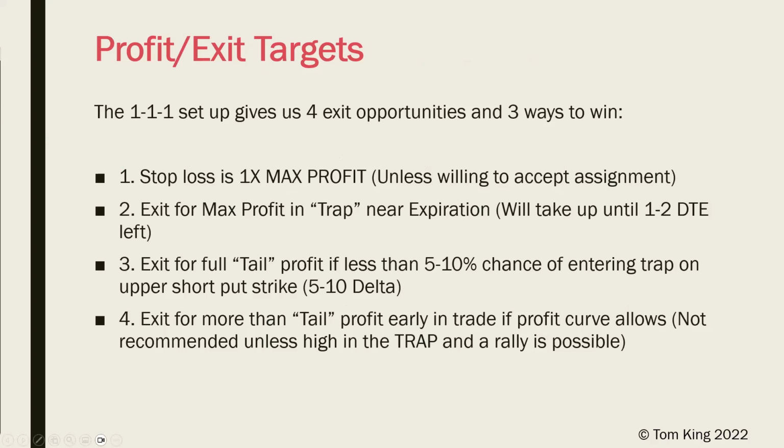All right, some profit exit targets on these. The 1-1-1 setup gives us 4 different ways to exit. 3 of those are ways to win. There's actually probably a few more if you really want to jump into that. But number 1, the loss. A stop loss on this trade would be 1x the max profit. We're going to show that in an example in just a minute. Unless you're willing to accept assignment, then you can let that go, take assignment, and wheel your way out of it. That's how we would lose.